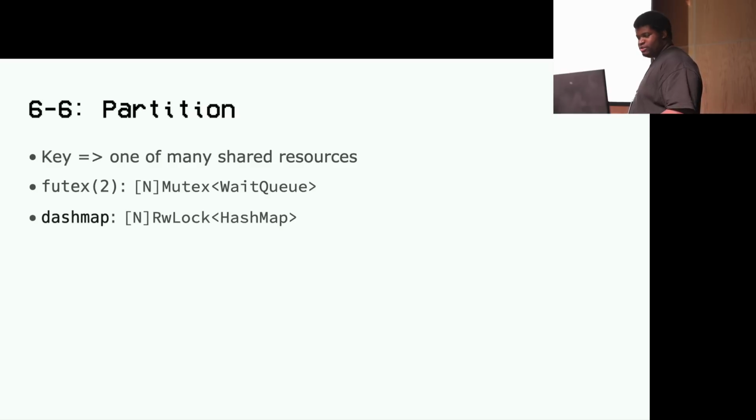A practical example of this is DashMap. If you're in the Rust space, this is basically a concurrent hash map. And all it is underneath is just a hash map, but a lot of them.